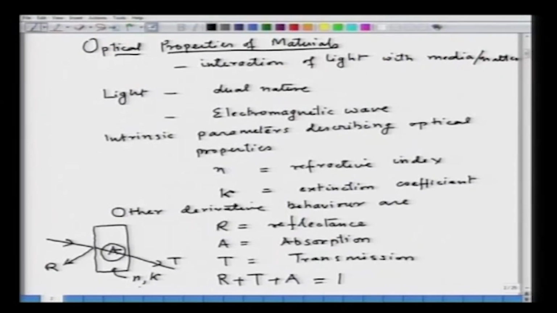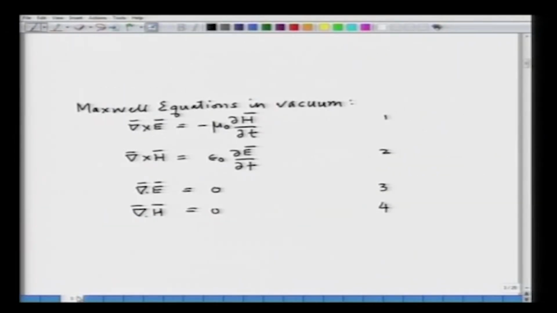Now, how do we derive N and kappa? That is what we will do next. And so, what is light is, as I just explained, light is nothing but an EM wave, and this solution can be obtained, it is a solution of the Maxwell equation.